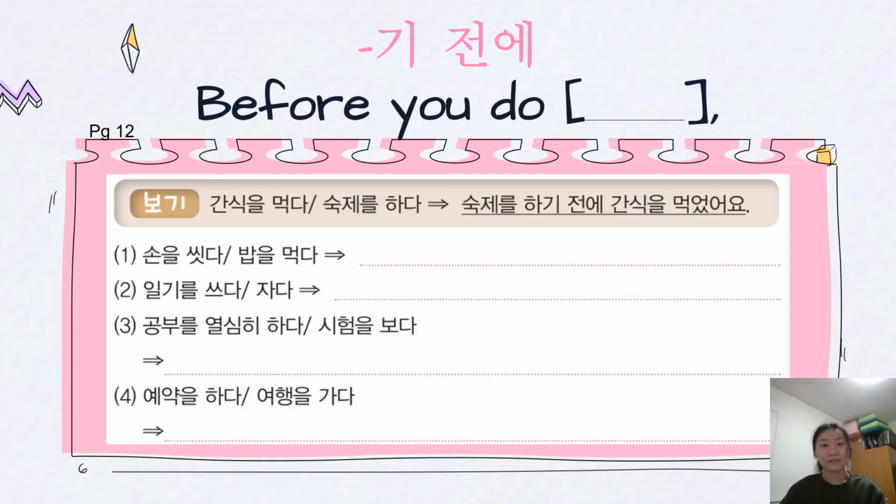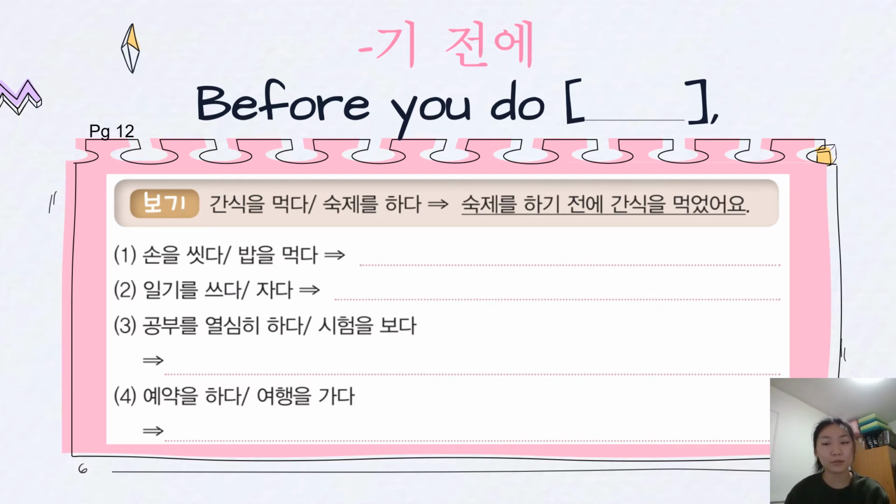Let's look at our example. Let's look at 보기, which means example. 간식을 먹다 and 숙제를 하다. These are the two actions or events that will occur that are separated with a slash. And let's try putting this into a sentence. Before we eat a snack, we will do our homework is the sentence we are going for. Therefore, our sentence should look like this. 숙제를 하기 전에 간식을 먹어요.